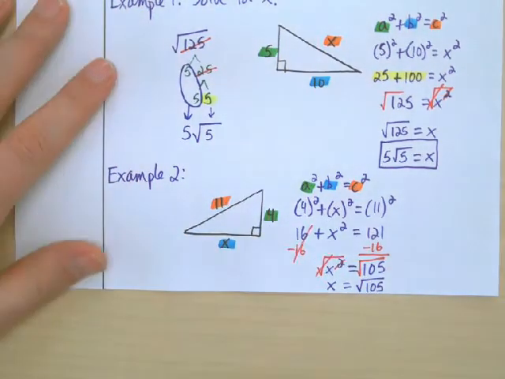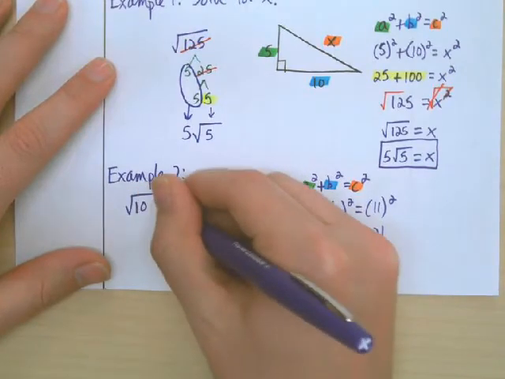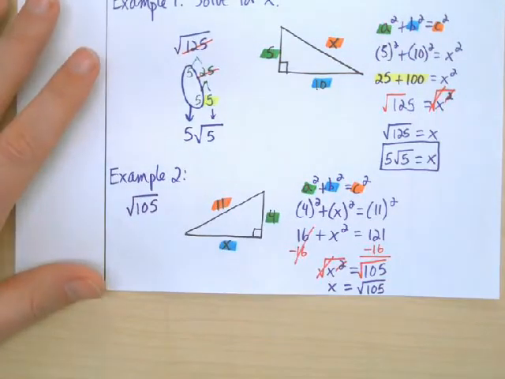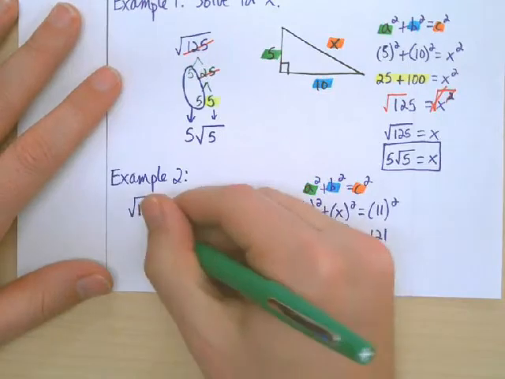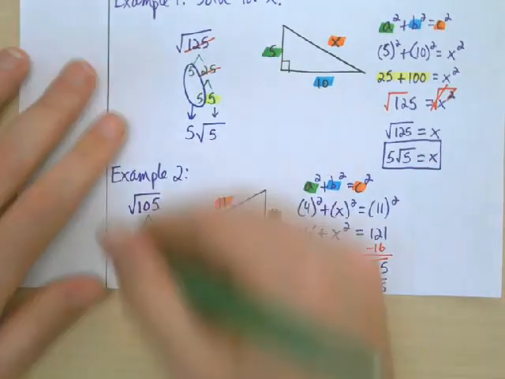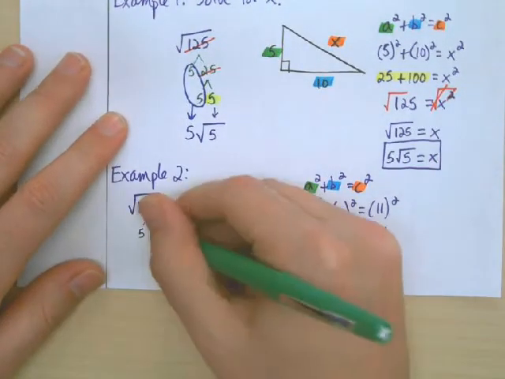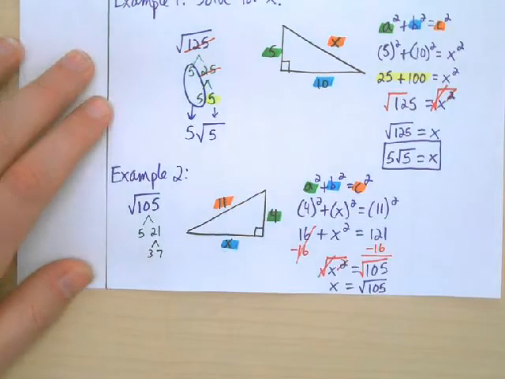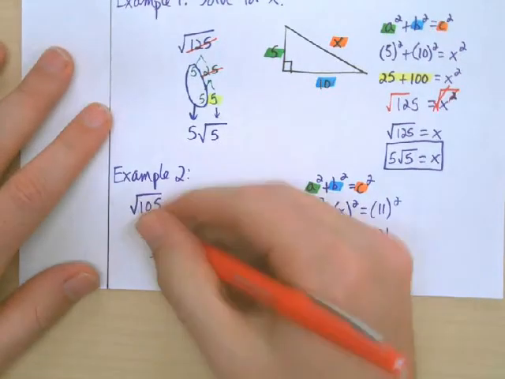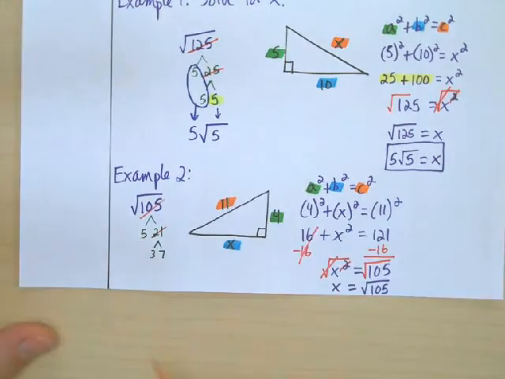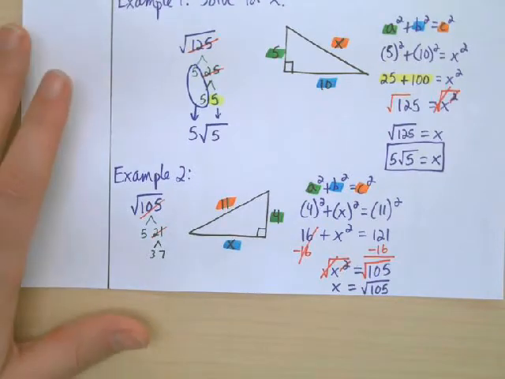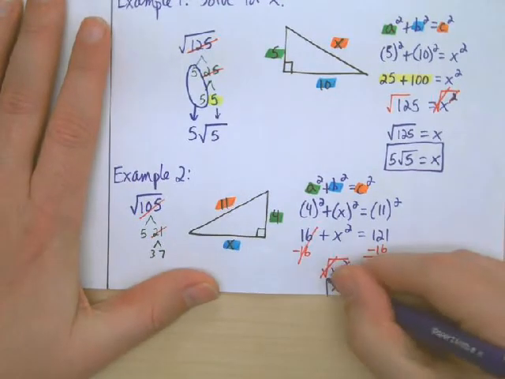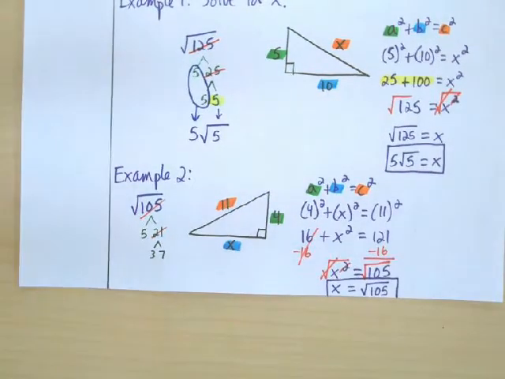But before all is said and done, I'm going to see if I can simplify square root 105. 5 and 21, 3 and 7. You can see here, I don't have any pairs to circle, so there's no way that I can simplify this. I will just have to leave it as square root 105.